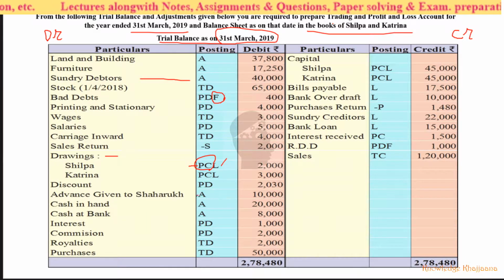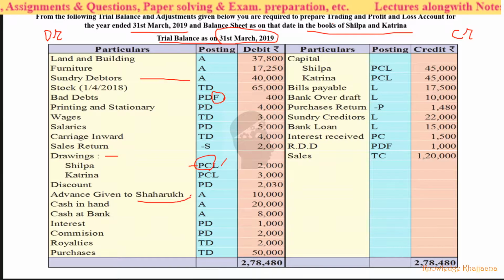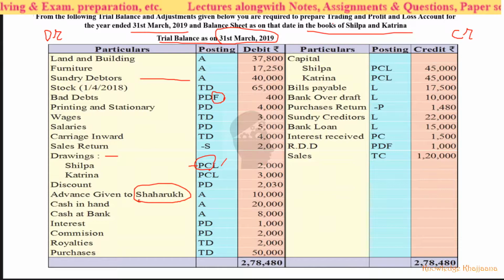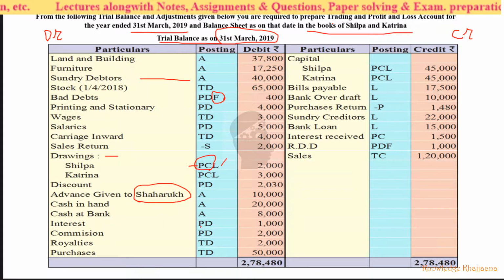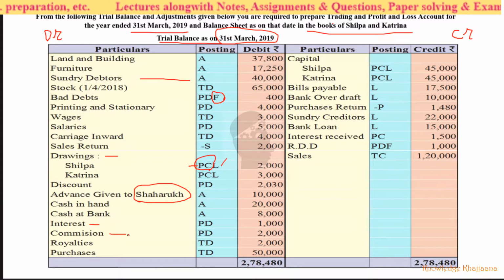Advance given to Shahrukh. See, Shahrukh may be their employee, or somebody to whom the advance has been given. So for the time being, it is an asset. Okay, it is an asset till the services have been availed from Shahrukh. Then cash in hand, asset. Cash at bank, asset. Interest. See, interest is in the debit side of the trial balance, so obviously it is interest paid. It is an expense, profit and loss account debit side. Commission, again given in the debit side of the trial balance, means commission is paid. So it is an expense, profit and loss account debit side.